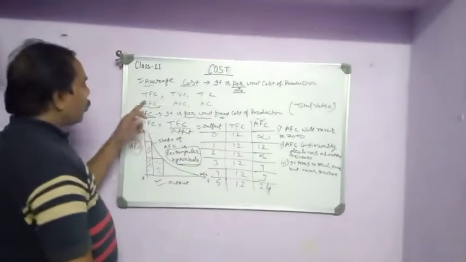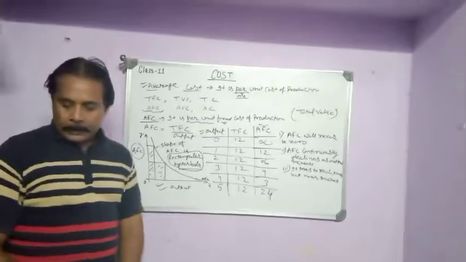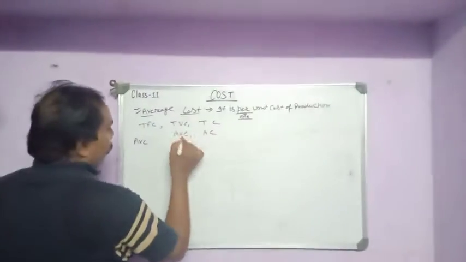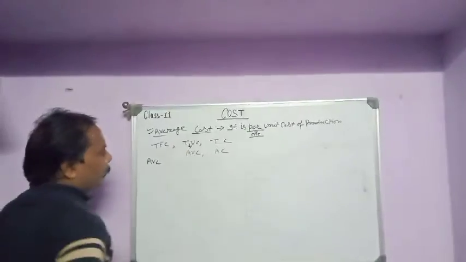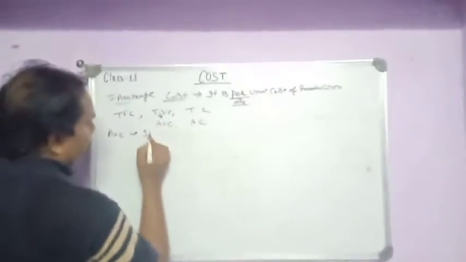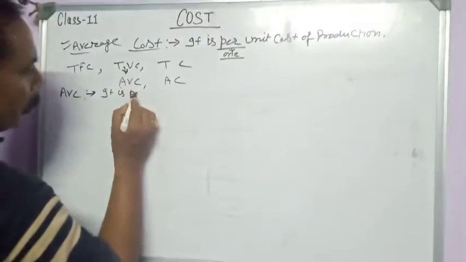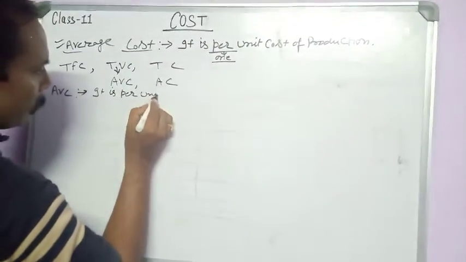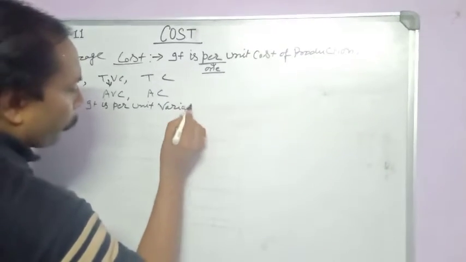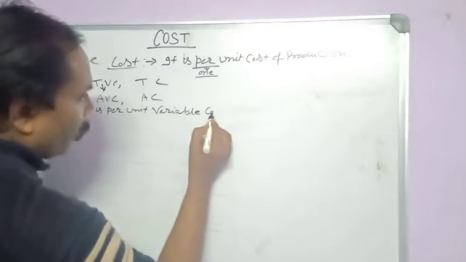So this is the most important. Now come to the AVC, that is the average variable cost. So AVC is calculated from TVC. So what will be the definition? It is the per unit variable cost of production.